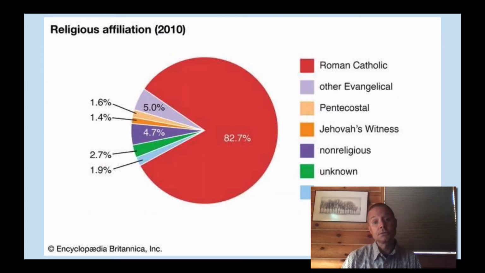Religious affiliation, this is really interesting for Mexico. You can see a lot of people are Roman Catholics. It's 82.7% of the population. And then only 4.7% are non-religious. And I want to put that in perspective for you.